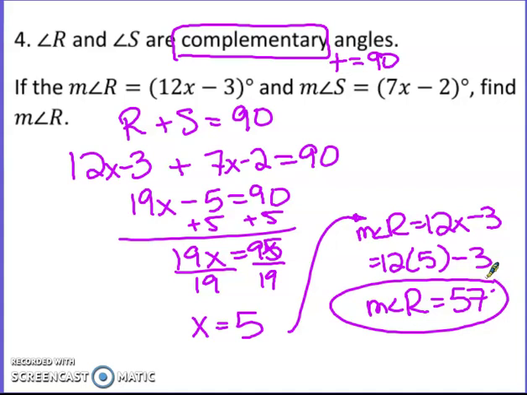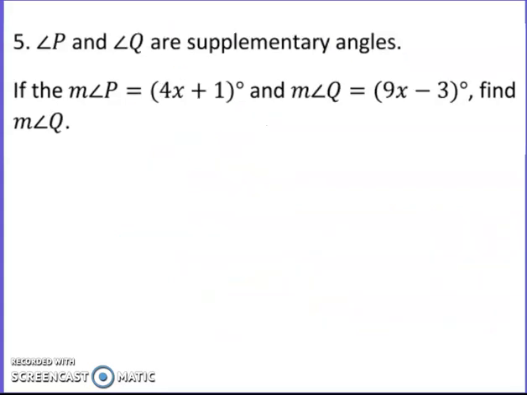Again, make sure you know your vocab and make sure you're plugging your answers back in. Now, P and Q are supplementary angles. Again, strong vocab word, but we know that supplementary adds to 180. So, if the measure of angle P is 4x plus 1 and the measure of angle Q is 9x minus 3, find the measure of angle Q.